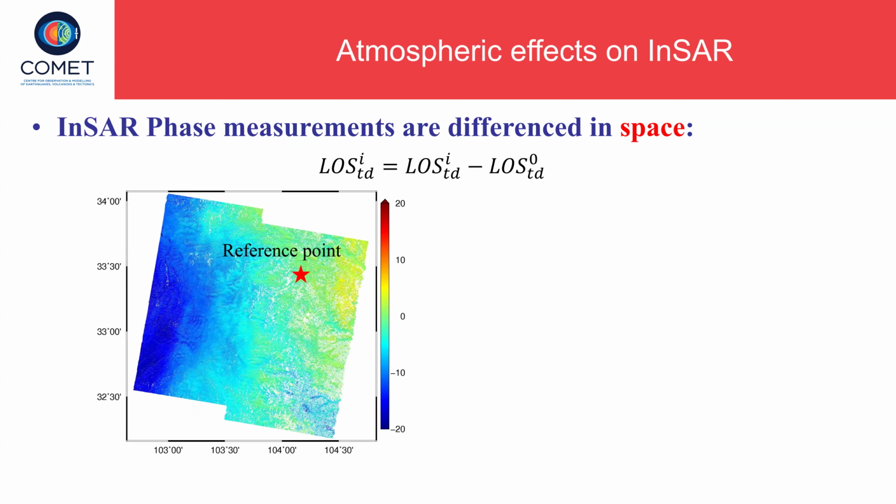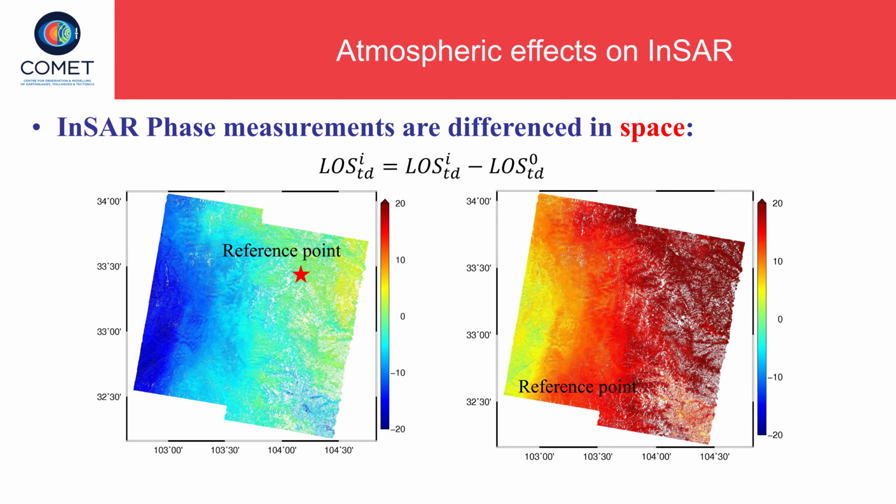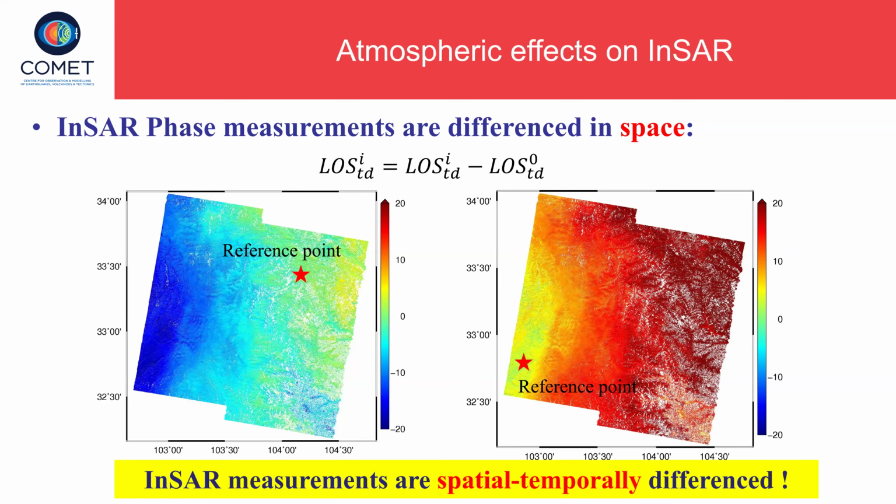So if we change the reference point to another location, you will result in this interferogram. Actually, these are two same interferograms, just with different reference points. So to conclude, InSAR measurements are spatially and temporally different. It is a double difference measurement.